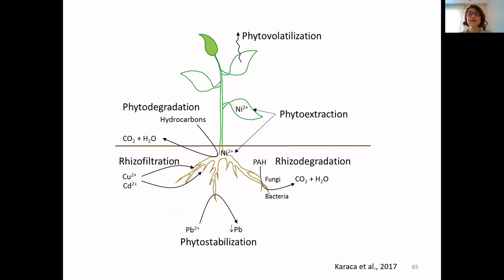And here we see the mechanism and the classification of the phytoremediation.